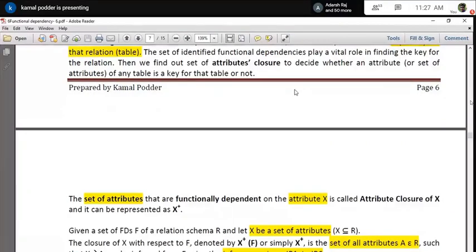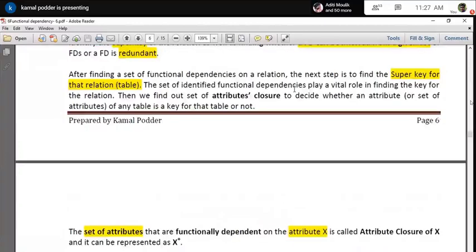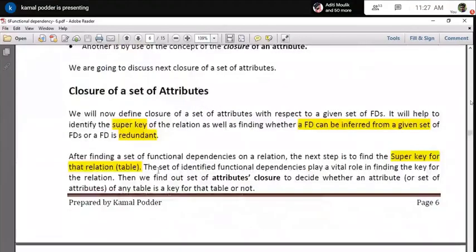Actually, the simple meaning is that if you find out the closure of the attribute, okay, you can solve a lot of issues, a lot of questions regarding the database. Which one is the proper super key of a particular table? Which particular FD can be inferred from the other attributes? Okay, so that means if it can be inferred, it is redundant.